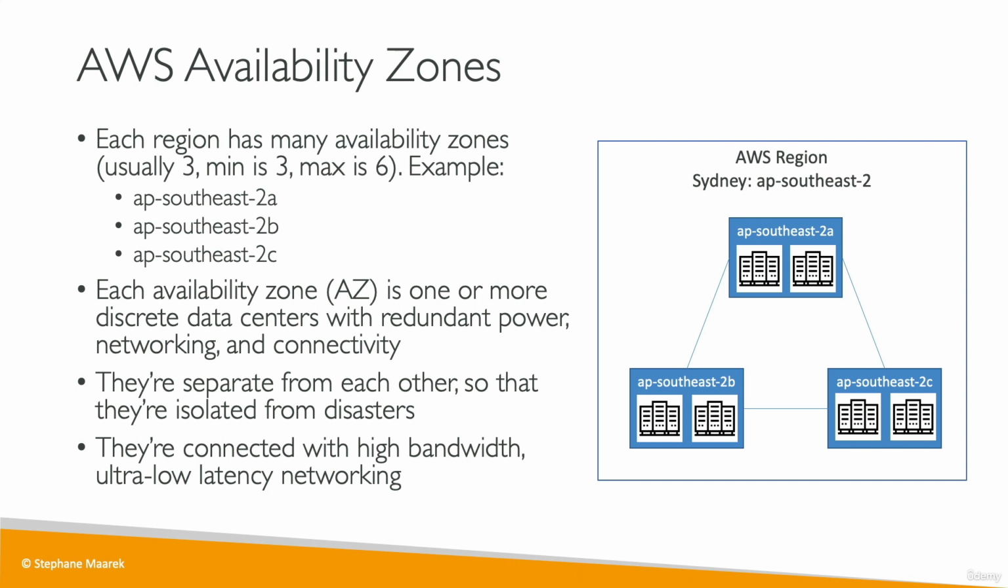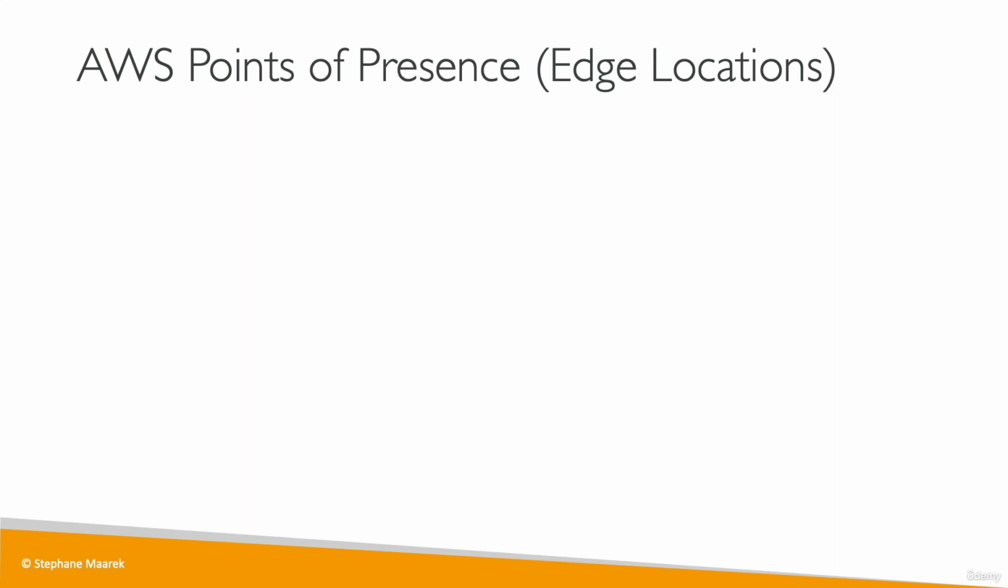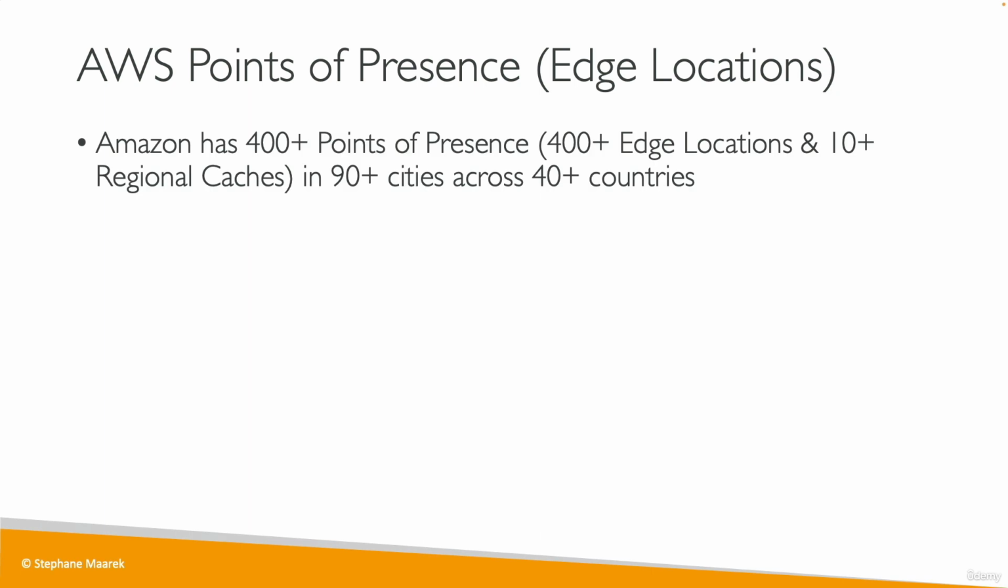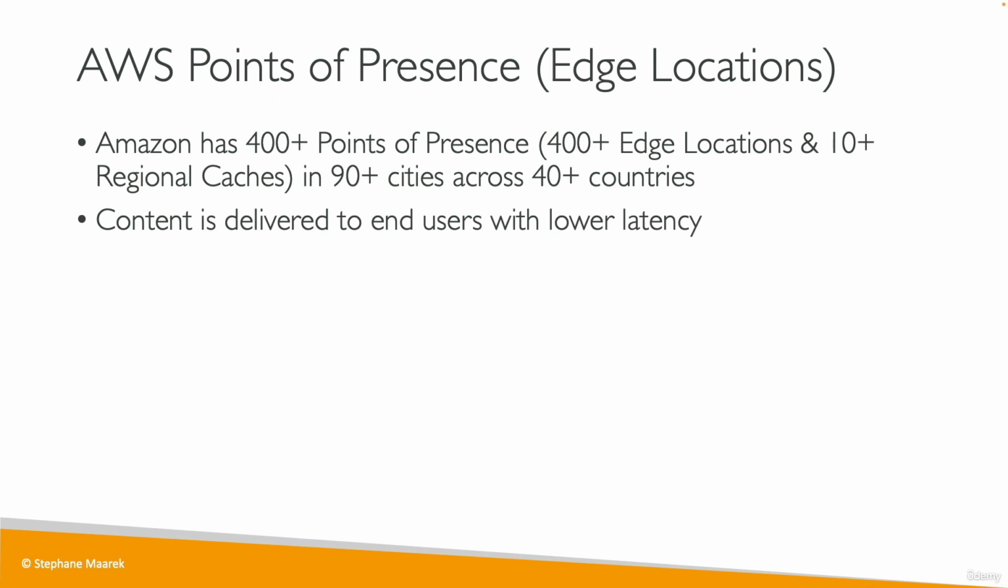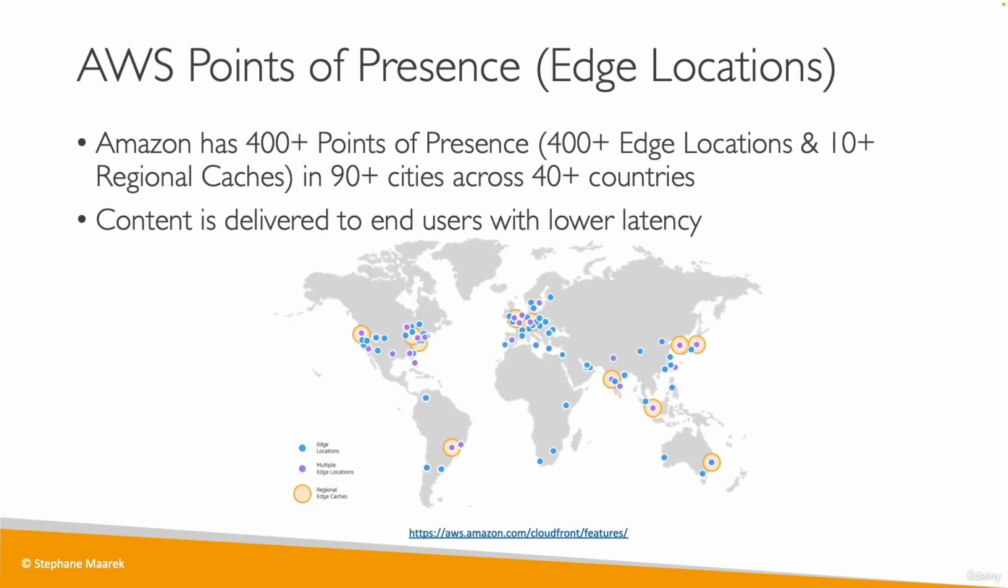Okay, next, the only thing we need to know about the AWS global infrastructure is the points of presence or edge locations. We will see them in detail in the global section of this course, but you should know that AWS has more than 400 points of presence in 90 cities across 40 countries, and this will be very helpful when we deliver content to the end users with the lowest latency possible. And this is what you see on this map. Again, I'm going quickly over this because we'll see this at about the middle of this course.